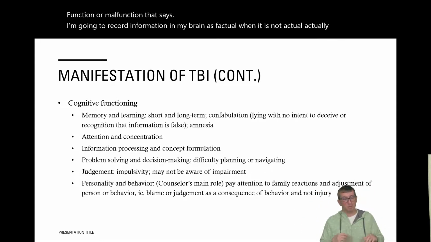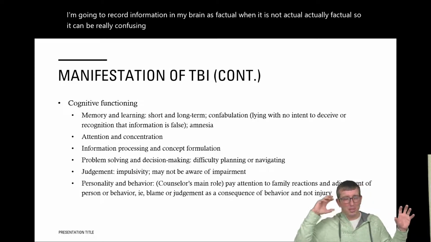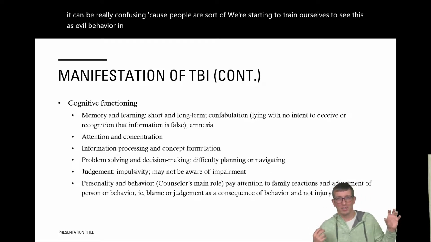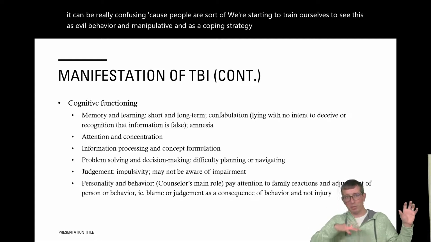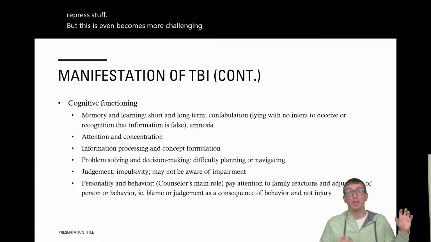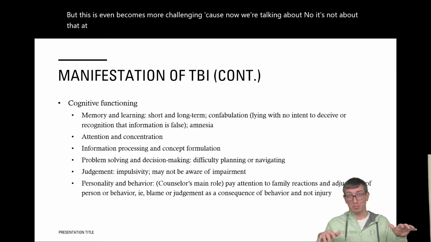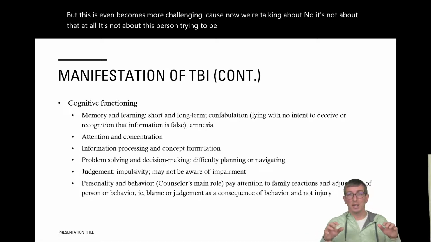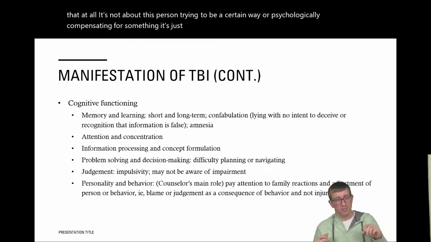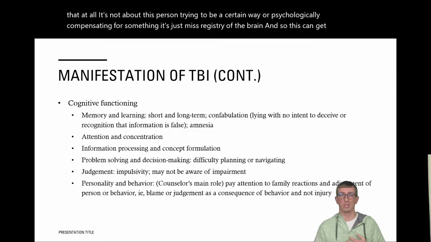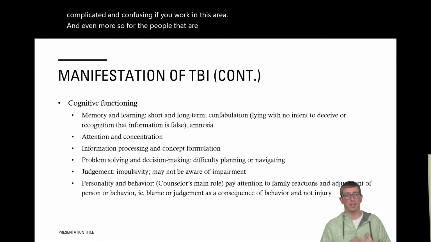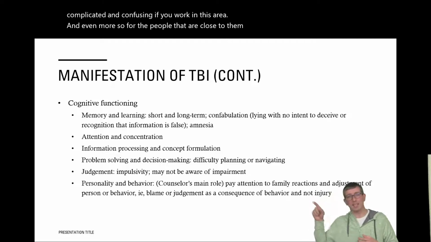So it can be really confusing because we're starting to train ourselves to see this as evil behavior and manipulative and as a coping strategy to cover up something and repress stuff. But this becomes even more challenging because now we're talking about, no, it's not about that at all. It's not about this person trying to be a certain way or psychologically compensating for something. It's just misregistry of the brain. And so this can get really complicated and confusing if you work in this area, and even more so for the people that are close to them. So we'll get more into that kind of stuff in a little bit.